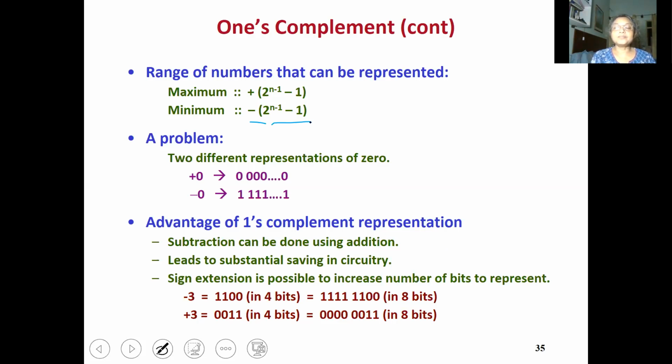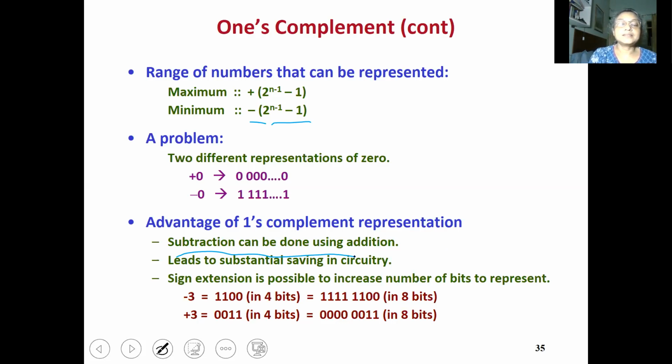But ones complement representation has some advantage. It can be shown that we can perform subtraction by using only addition. This helps us in using the same circuitry for addition and subtraction in the arithmetic logic unit of the computer.